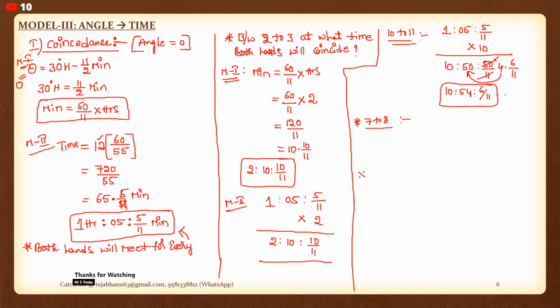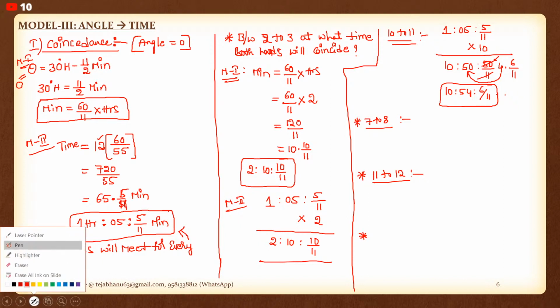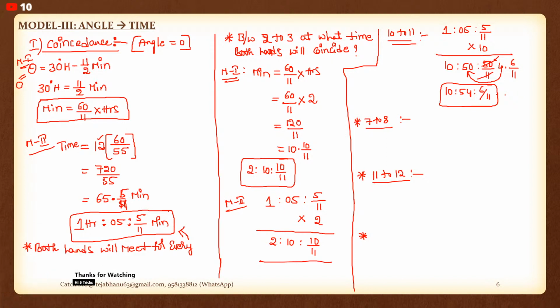And between, for example, 11 to 12, both hands will coincide. I'll tell you one point. Keep in mind this point helps us a lot in regular competitive exams. That is, both the hands will coincide.